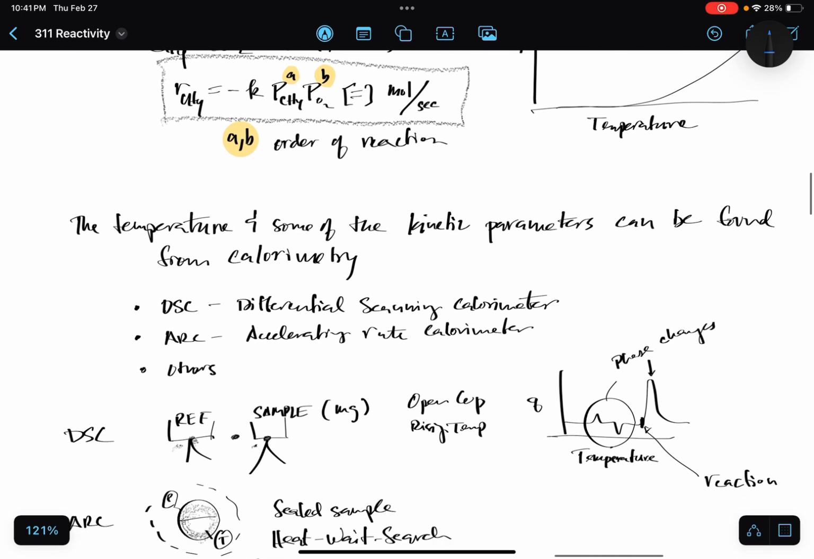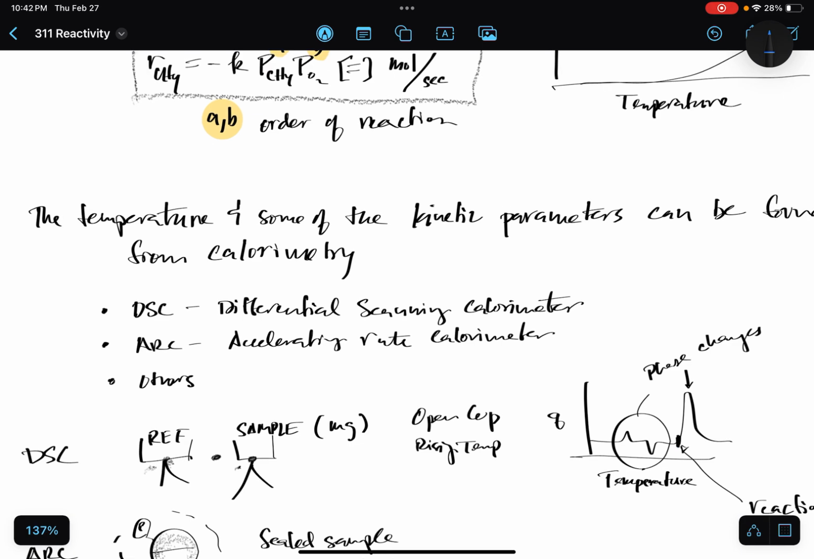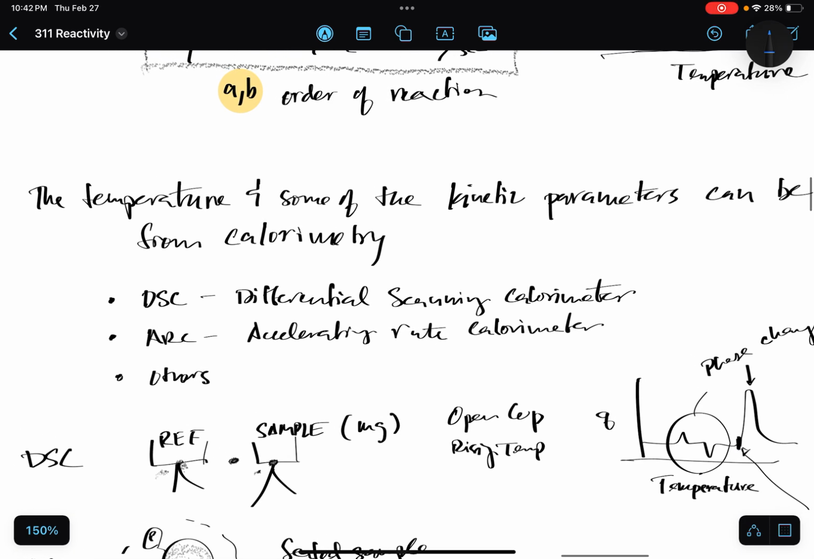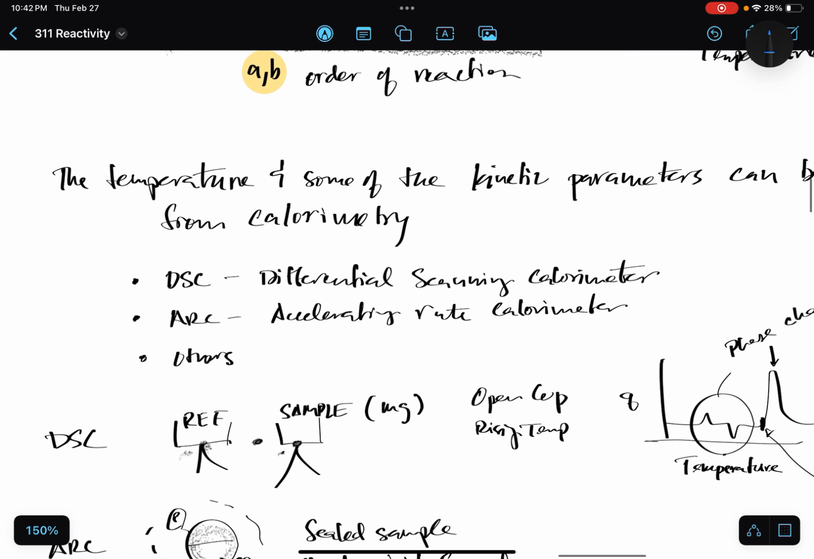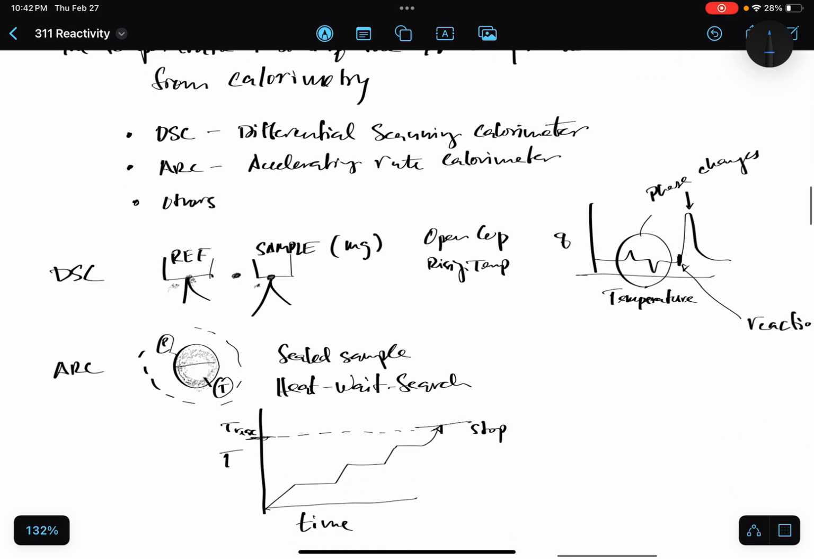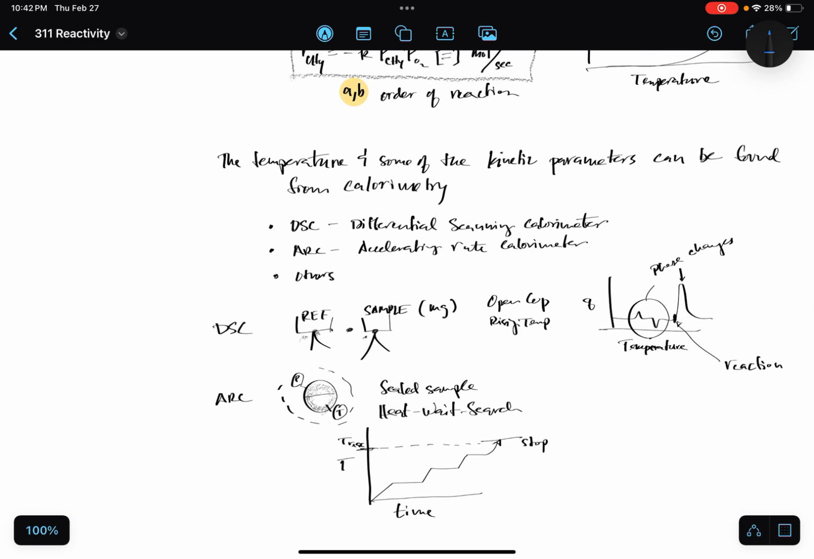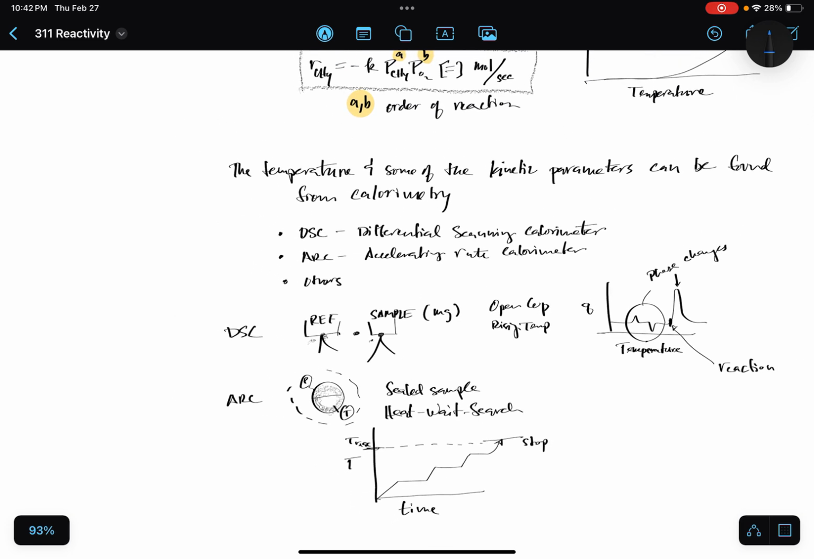So there's different methods to be able to determine kinetic parameters. I've shown a few here with DSC and ARC, accelerating rate calorimetry, and others. You heat it up and gradually see how much reacts at different temperatures. And I'm not going to go into the details of each of those different calorimeters, but they're frequently used, and you can get kinetic data from them, as well as thermodynamic data of heats of reaction and so forth.